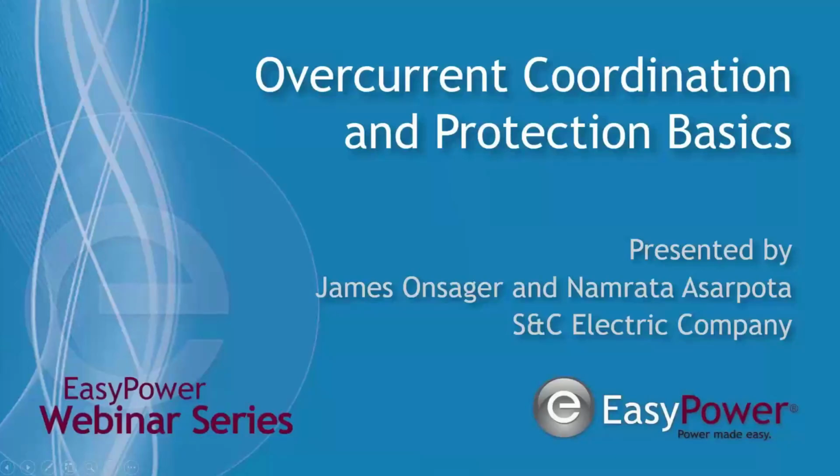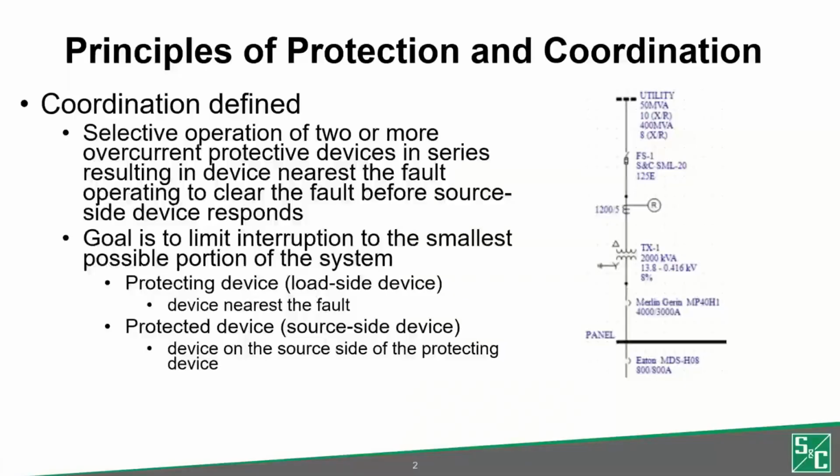And today, my colleague, James Onsiger, and I are going to discuss the basic concepts of overcurrent protection and coordination in electrical networks. The function of overcurrent protection in electrical networks is to quickly detect and isolate faults in order to protect downstream equipment and limit arcing energies.